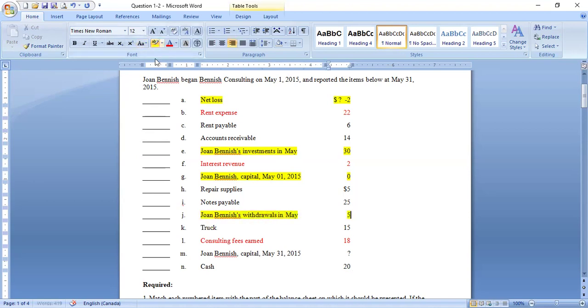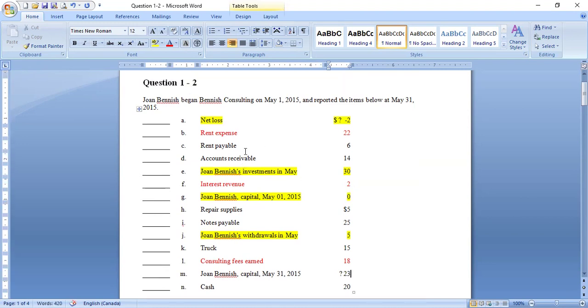Remember the order. Beginning balance plus the investments plus net income minus net loss minus withdrawal. It's going to give us the ending balance. How much is our ending balance here? $33. Let's see. We have 0 plus 30 minus 2 minus 5. 23. Make sense? And the next thing is to see how much assets we have and how much liability we have.